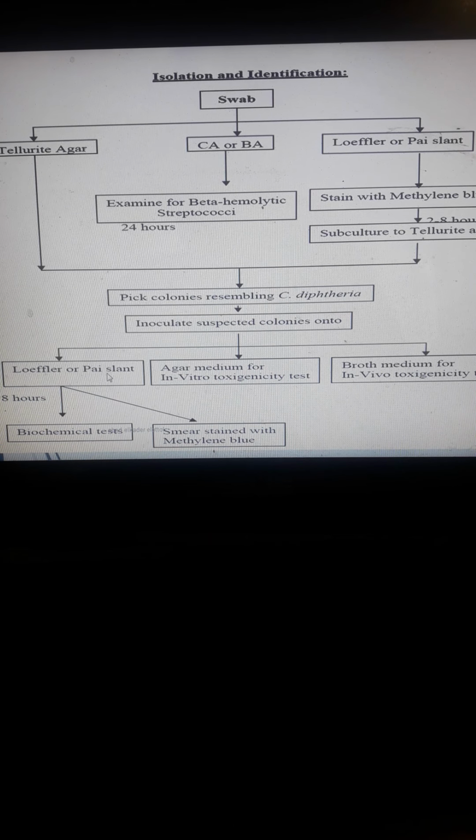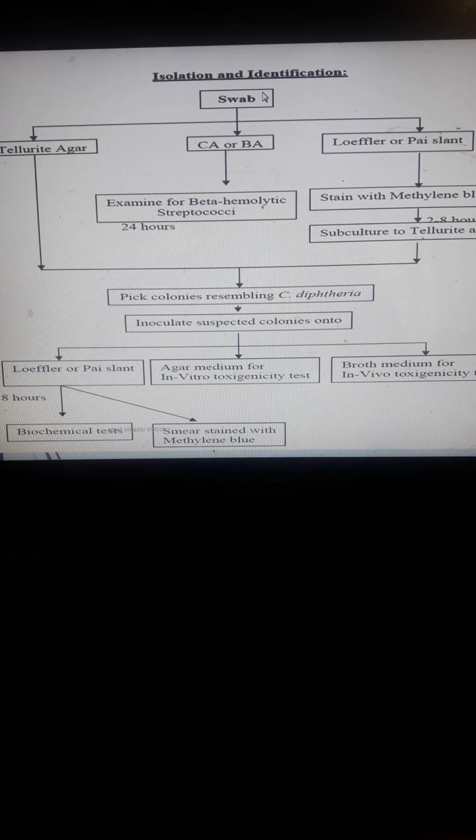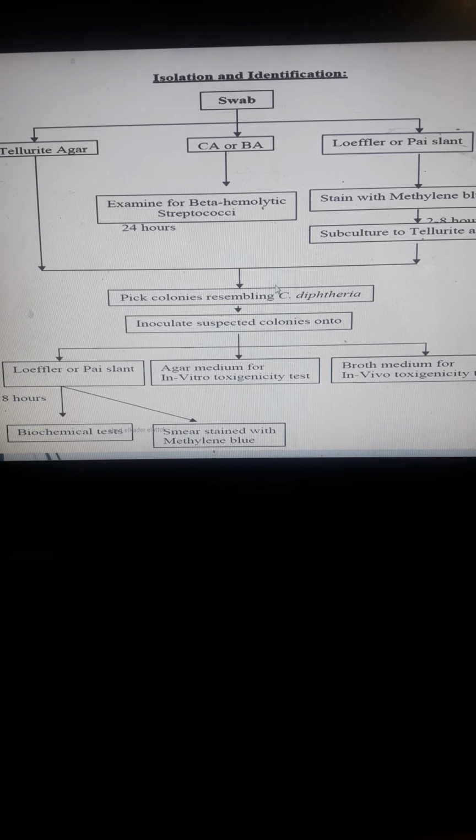For the Loeffler pie slant, in almost 18 hours of observation, you do the biochemical testing and then smear with methylene blue to see the gram positive, almost club shape form of the Corynebacterium. So that is already the final confirmation based on the smear stained with methylene blue, at the same time biochemical testing. Samples are coming from suspected individuals suffering symptoms of diphtheria.